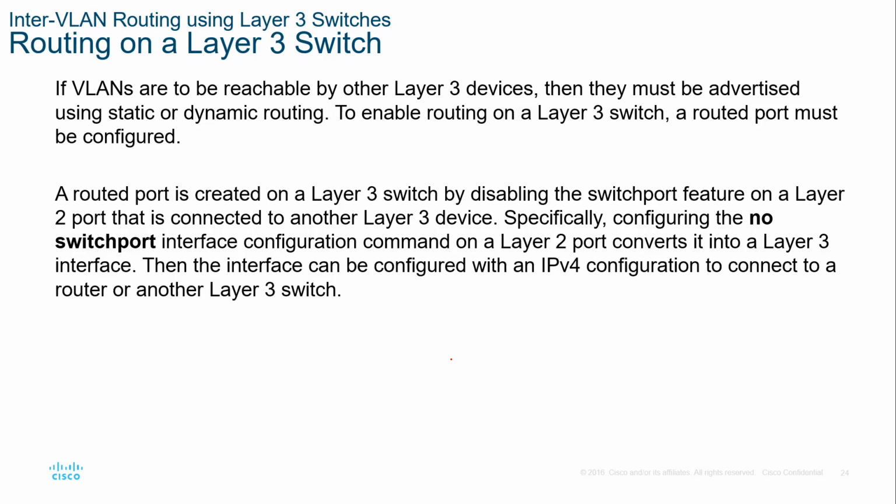If VLANs are to be reachable by other layer 3 devices, they must be advertised using some type of routing functionality. So with that said, when turning on routing on a layer 3 switch, we should be turning on a routed port so that the port can share routing information. And we do this by issuing the no switchport command. We can tell the switch that port Gig 0/0/24 is a layer 3 port by issuing no switchport. That forces it to be a routed port.